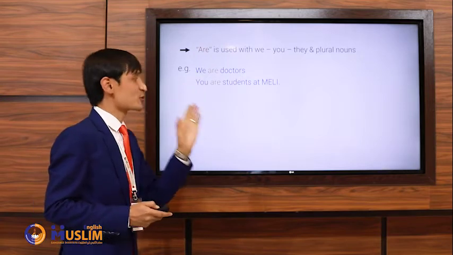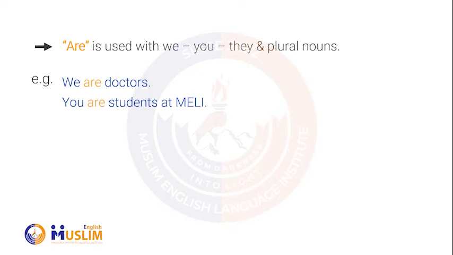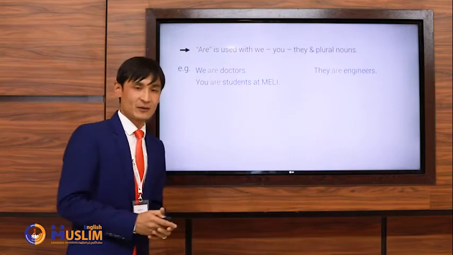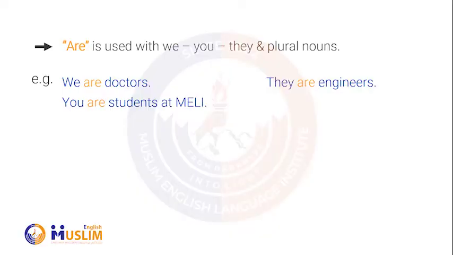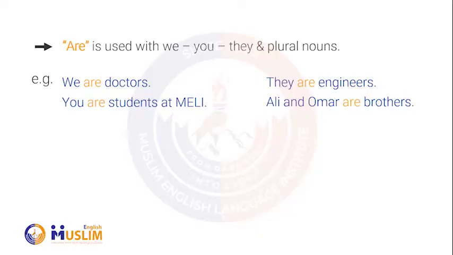You are students at Melly. They are engineers. Ali and Omar are brothers. Ali and Omar, there are two people. Ali and Omar are brothers.